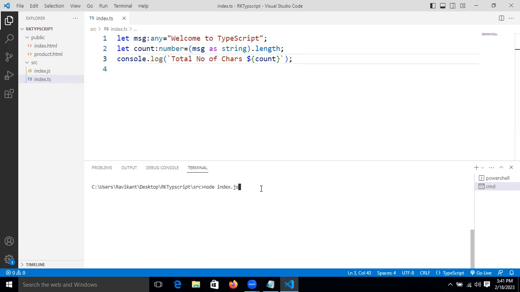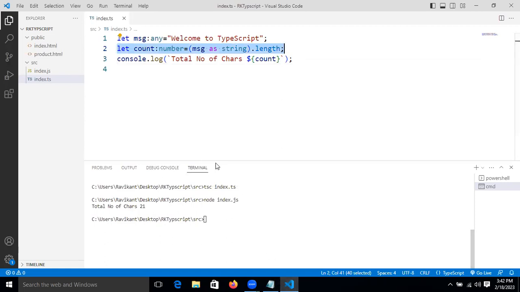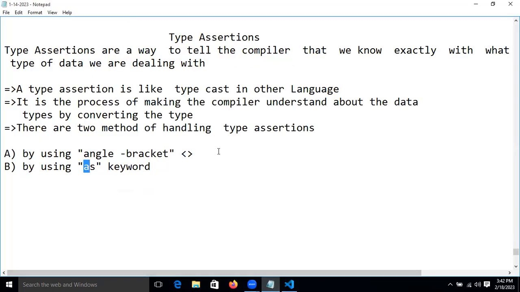Now compile it and run. We have two options. We can use either, but we will use this option only, because so many middleware services are there that don't understand the angle bracket.